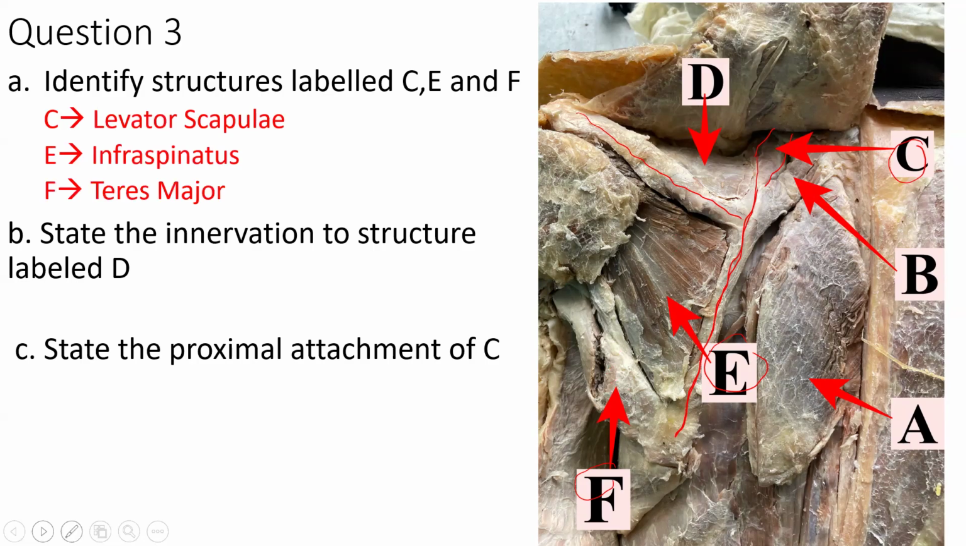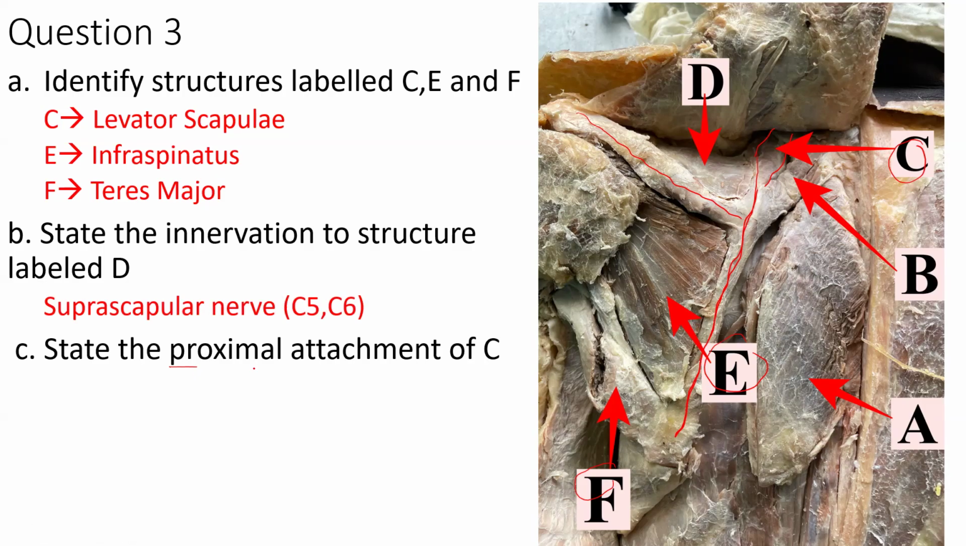Now I've been asked to state the innervation of the structure D. If you knew E is the infraspinatus, D automatically becomes supraspinatus. And by now you know that supraspinatus is innervated by the suprascapular nerve, which originates from the upper trunk of the brachial plexus. So the root value is C5 and C6.